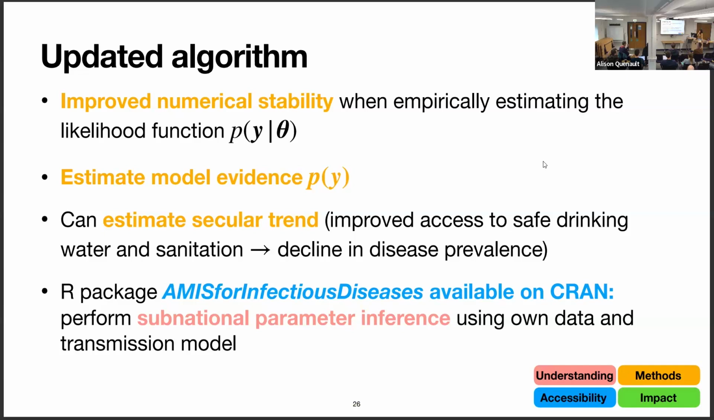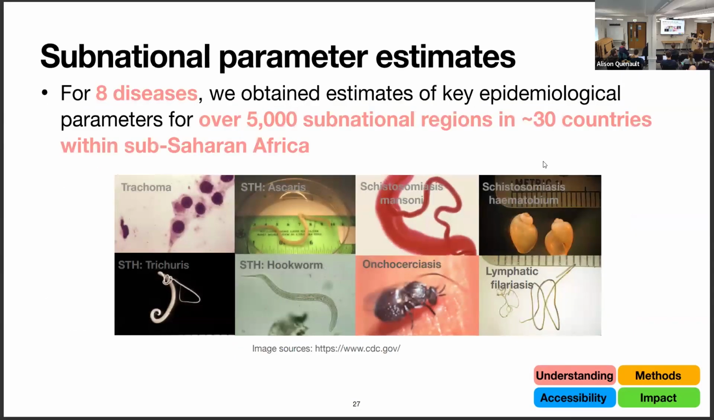And we also estimate, in some cases, the secular trend, which is the idea that if you improve people's access to clean drinking water and improve hygiene and sanitation, that will naturally lead to a decrease in these diseases, because these diseases are only really found in places where this isn't the case. So you can capture some declines in prevalence just through this secular trend. And we have an R package available if anyone has their own data and transmission models that they want to plug in. Those are the updates that we made to the algorithm.